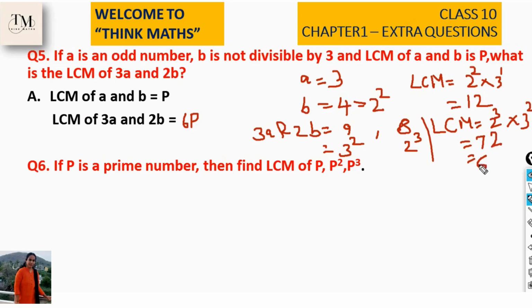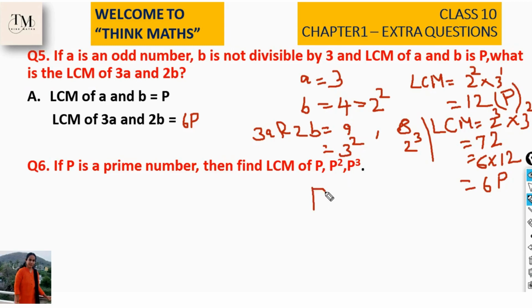So 72 can be written as 6 into 12. So 12 is nothing but, they gave LCM of A and B is P, so this 12 is nothing but P. So it is 6P. Okay. So I verified it using numbers. LCM of 3A and 2B will be 6P. Already they gave the LCM of A and B, which is P, so 3A and 2B will be 6P automatically. Okay. So next question. If P is a prime number, then find LCM of P, P square, P cube.